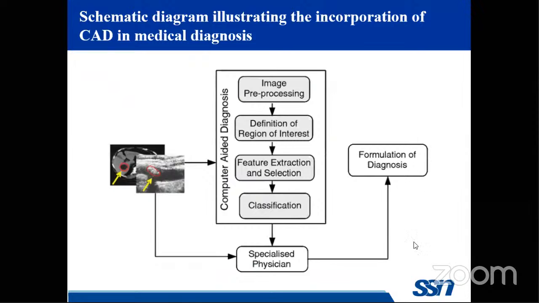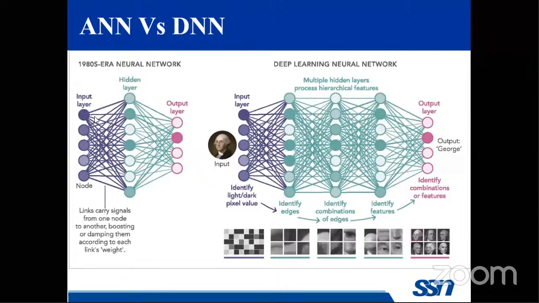Right. So this is, once again, about the stages in extracting the features from a particular object. You need to go with image pre-processing, region of interest, feature extraction and selection, classification. So this is the step by step process we adopted in machine learning. Once you finally get the predictions, the predicted results will be given to the radiologist for further diagnosis.